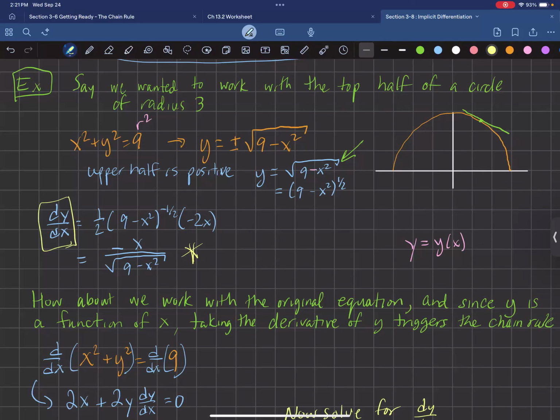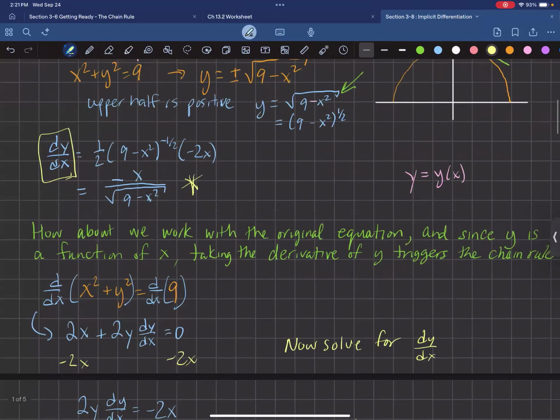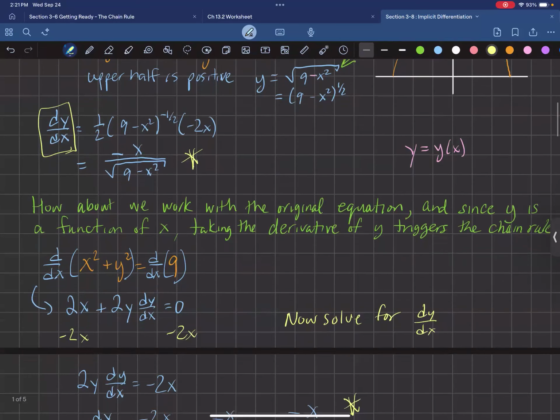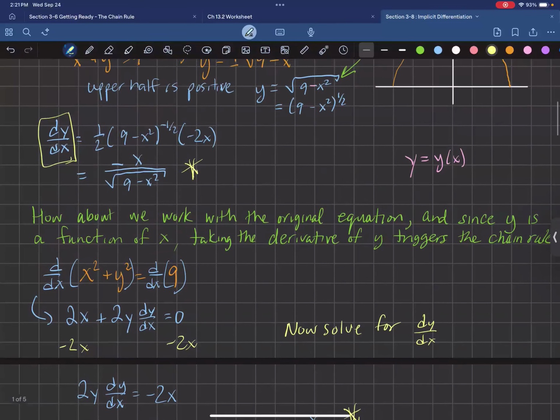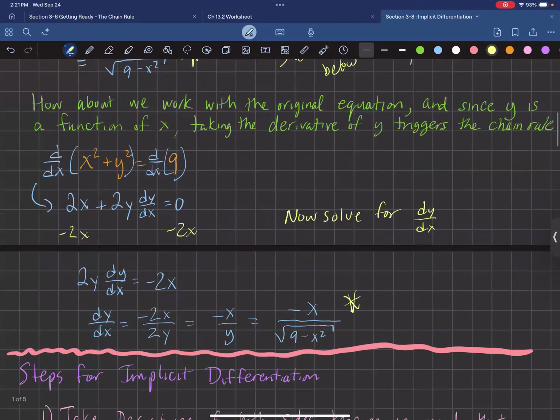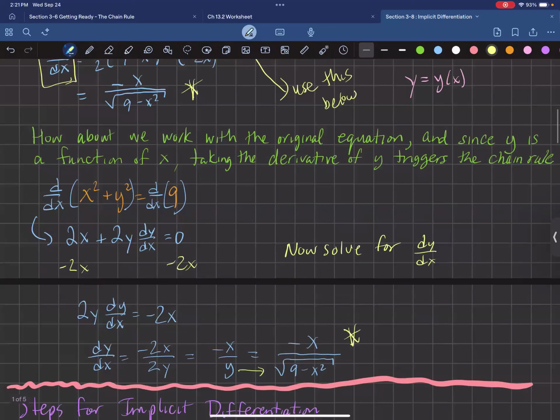So we're going to isolate it. We subtract 2x from both sides, and then we divide by 2y. We get dy/dx equals negative 2x over 2y, which is negative x over y. If you come up here and grab y, which was right here, the square root of 9 minus x squared, we plug that in there. We've got negative x over the square root of 9 minus x squared, and this is the same thing that we got doing it the other way.